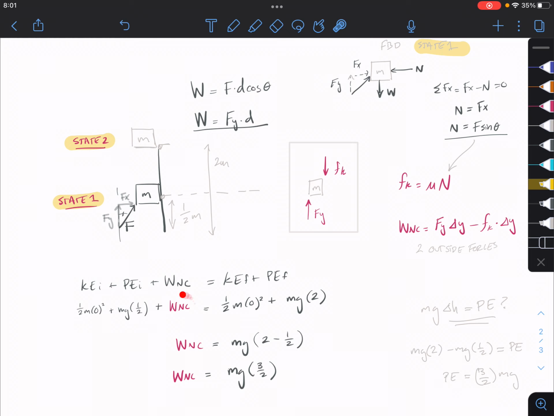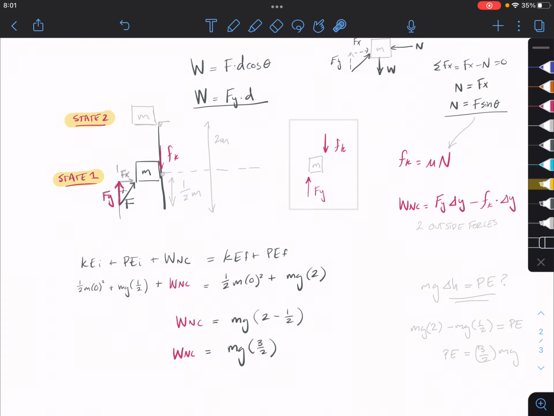And then our intermediate non-conservative work, we have non-conservative work from the force that's being applied to push it up. And then we also have non-conservative work from the friction that's acting down. So we have this Fk, and then this is the Fy piece, pushing it up, right? Okay, so those two pieces are contributing to the work. So my non-conservative work term here has 2 things. I have this outside force, and then I have this outside force, so I would have to put them both into here.